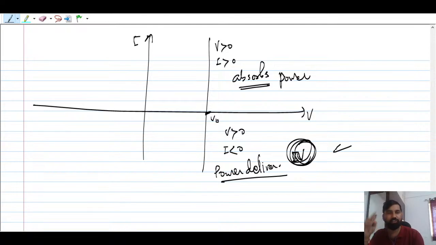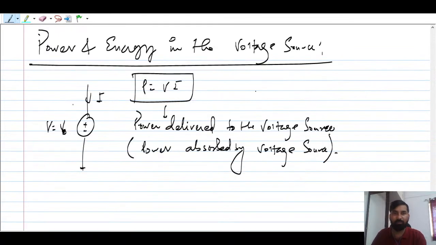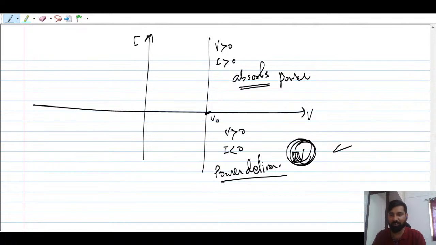Fine. So this is all about the power as well as the energy. It is going to be an active element. So this is the power. How can you find the energy? Energy is nothing but the integral of P dt, simple. You have to integrate it over some interval.